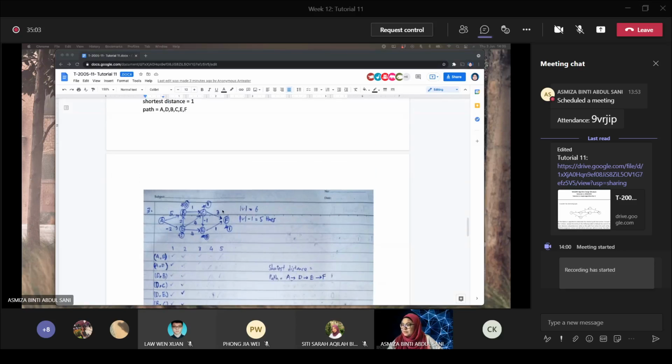So the final path to get to F with value one is if you go through A to D, that is -2, and then to B that is 0, and then go to C, which is 1, and then go to E, which is 0, and then go to F, which is 1. Okay, so that is the path to get from A to F with distance 1.